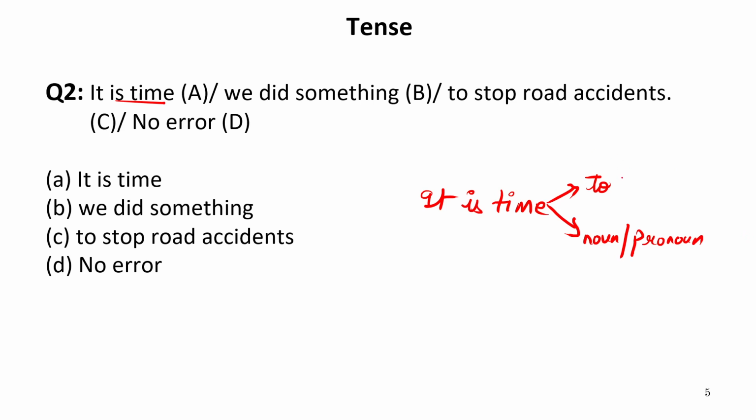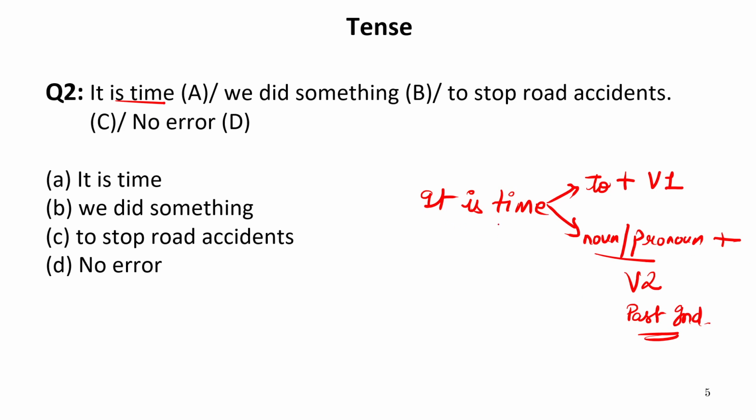Now, if it is followed by a preposition to, we simply put the first form of the verb after to. But if it is followed by a noun or pronoun, now this case is very, very important. We have to use verb second form, or you can say past indefinite form of verb after this expression if it is followed by noun or pronoun.